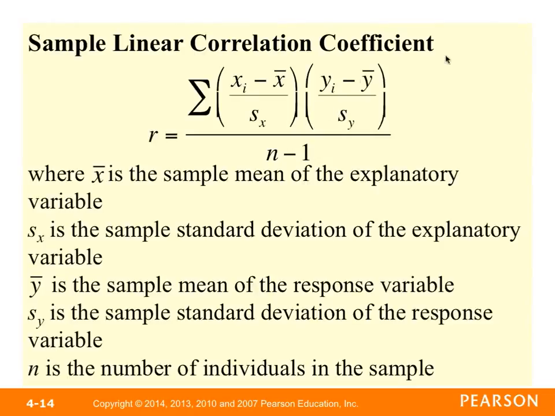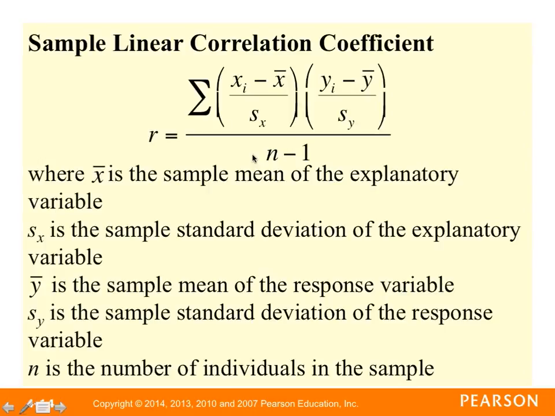So we have our formula here. Our sample linear correlation coefficient, r, is going to be equal to the sum of this entire numerator. So we take our x_i minus x bar, divide by s_x, and multiply that by y_i minus y bar over s_y, and then divide that whole thing once you've added it all up by n minus 1.